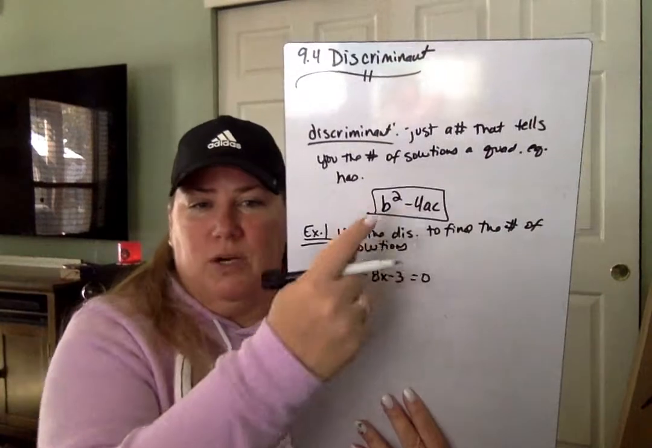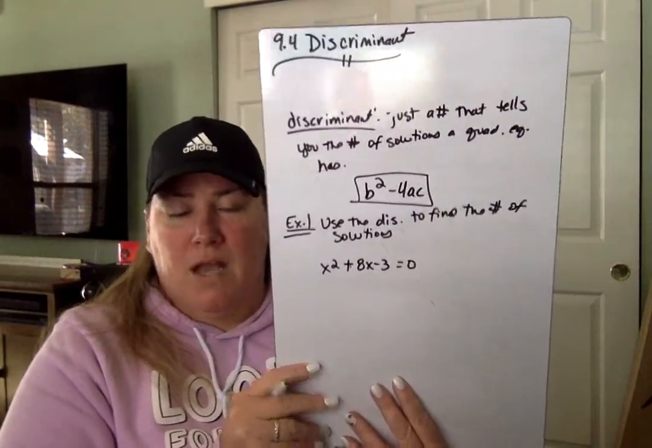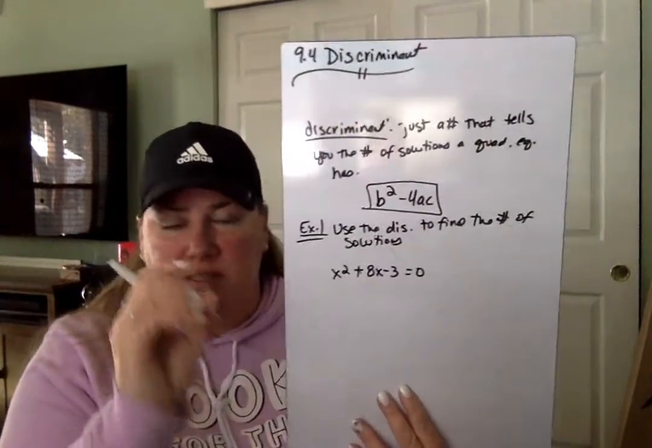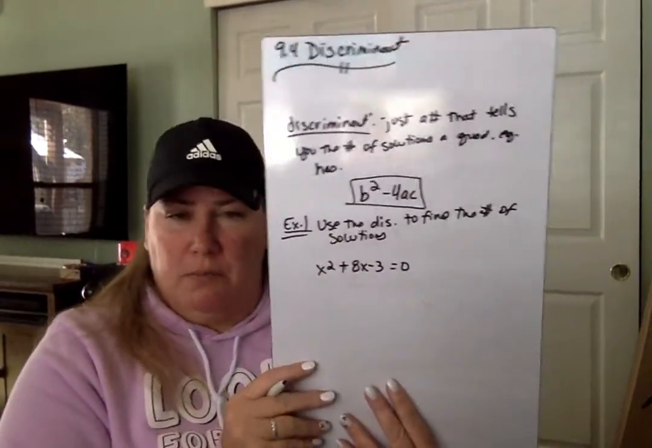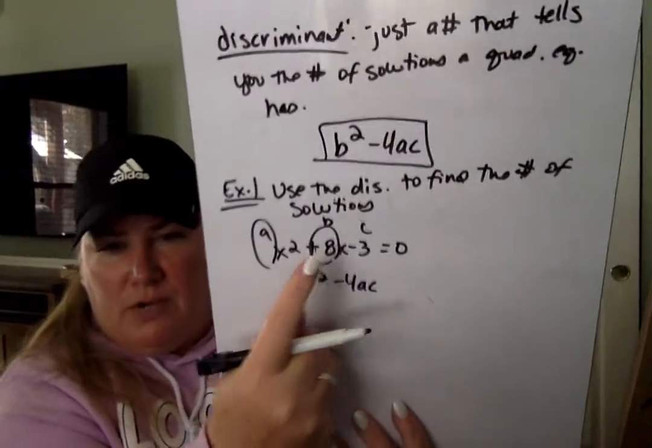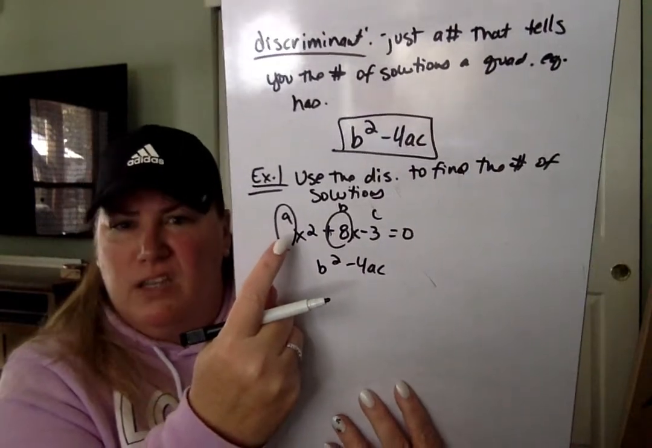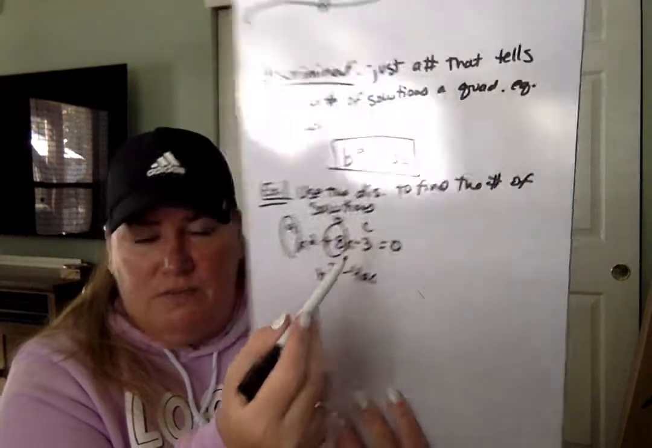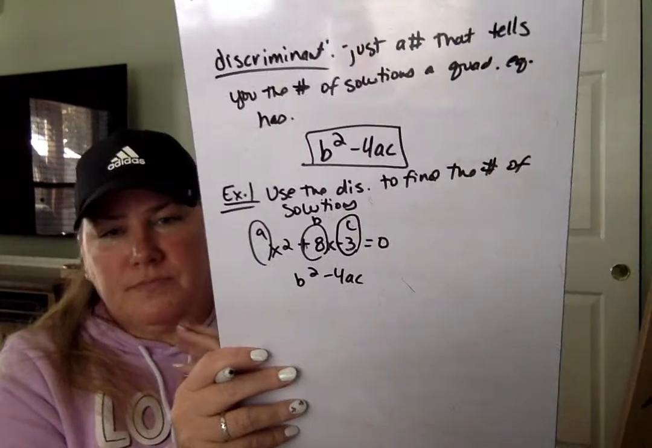So we're going to do b squared minus 4ac. First thing on this problem, you always want to make sure your quadratic equation equals 0 before you can do this discriminant part. And since it does, we're ready to go. So b squared minus 4ac. I like to identify A, B, and C. A, there's nothing there, so remember, that's a 1. B is positive 8, and C is negative 3.